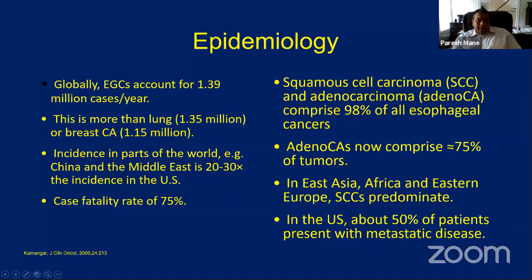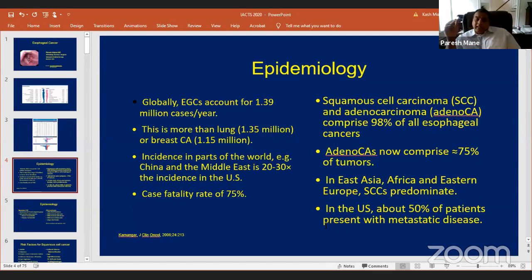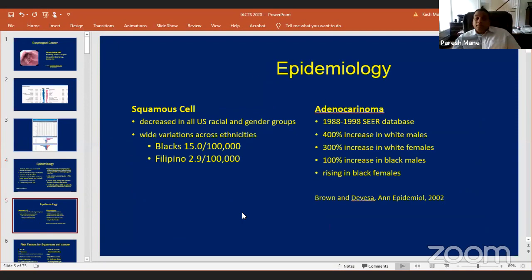On the other hand, adenocarcinomas are increasingly more common in the United States compared to squamous cell carcinomas. In fact, of all the esophagus cancer patients that I deal with, 75% of them are adenocarcinomas, and they tend to happen in the distal esophagus. It's unlikely to find adenocarcinomas in India and the Southeast Asian population.